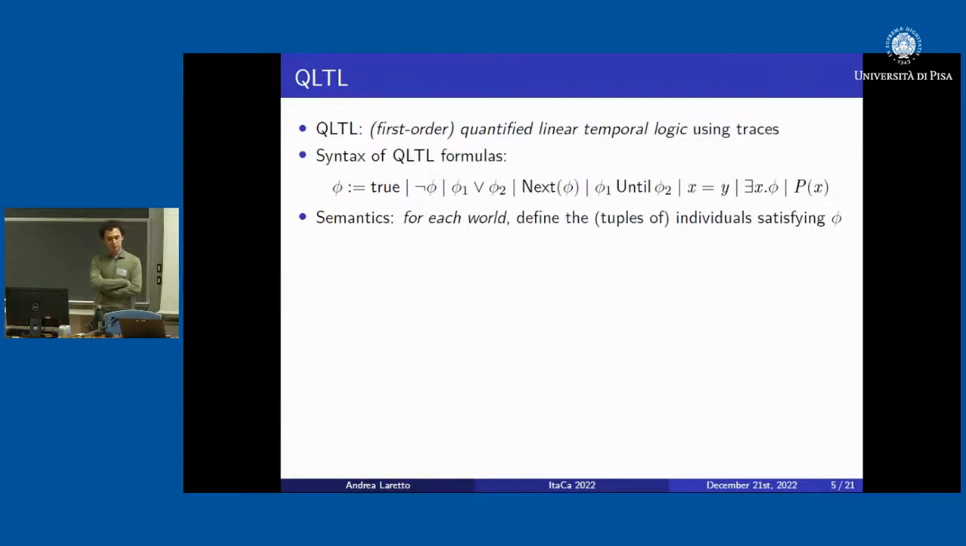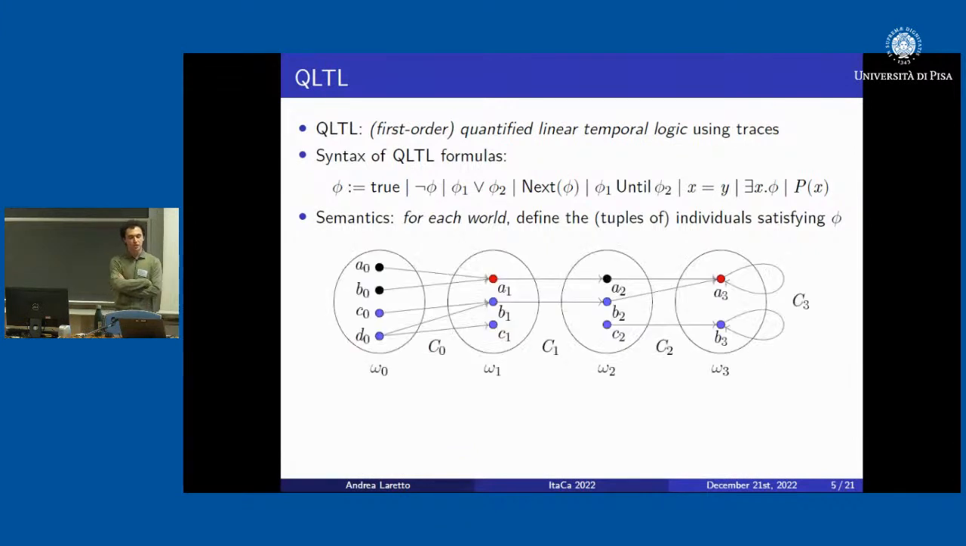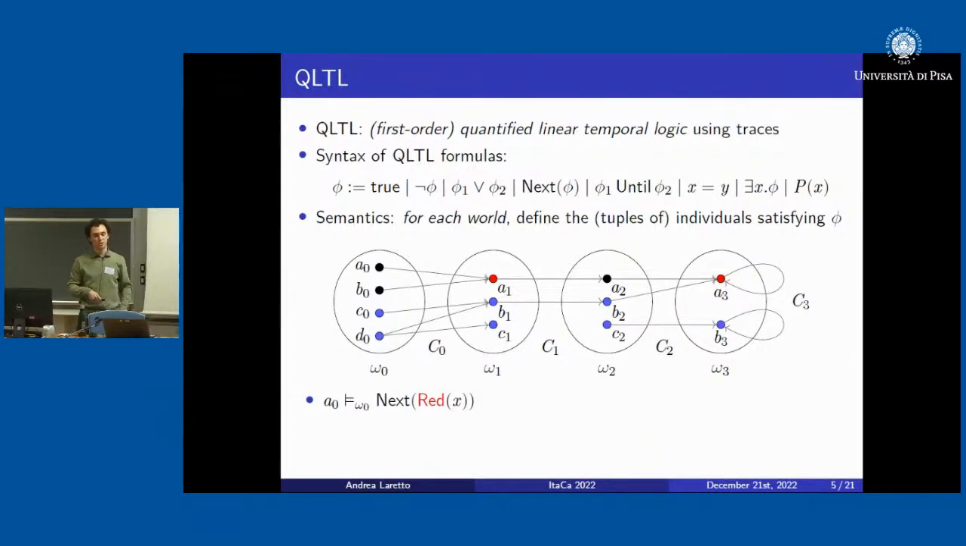The semantics for formulas is that for each world in your trace, you define the tuples of individuals which satisfy a given formula phi. So let's see an example. We take the model we saw before, and I'll use this notation of validity to indicate that this individual in this world satisfies the given formula, where x is a variable which, for simplicity, will just refer to the individual we'll be talking about.